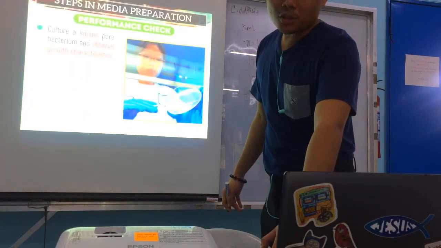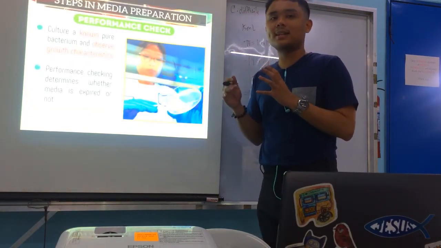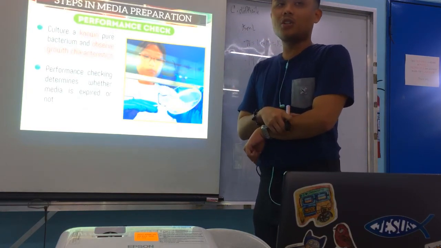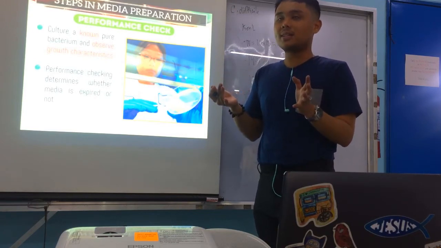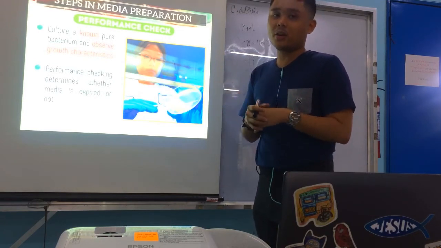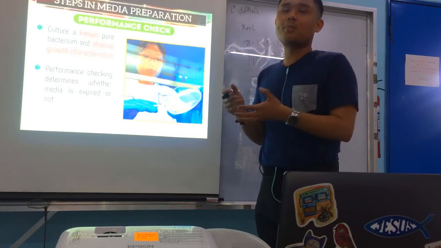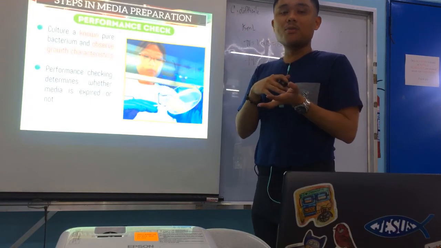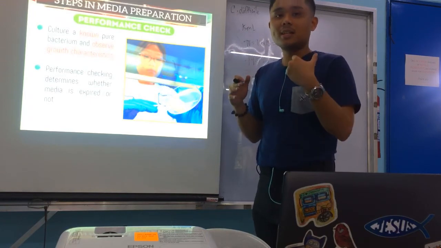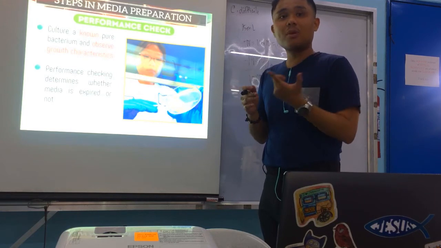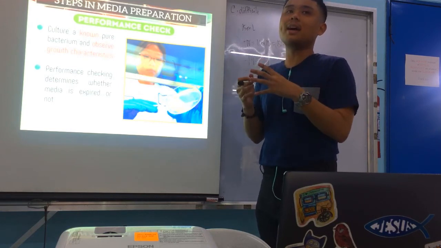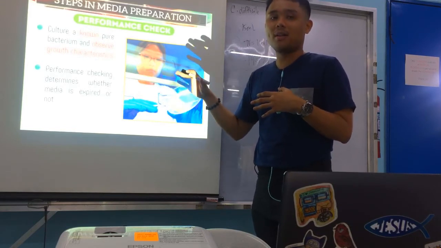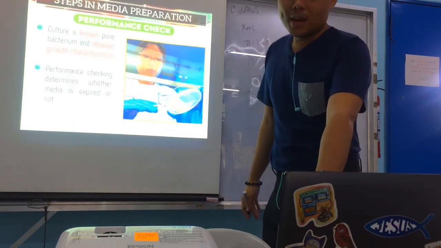And lastly, for performance check, what do you mean by performance check? Example, let's say you made MacConkey agar. Now you want to check its performance. So of course, you culture a known lactose fermenter and a known non-lactose fermenter. For example, E. coli, a lactose fermenter, and Salmonella, a non-lactose fermenter. You incubate, and your results should be that E. coli has pink colonies and Salmonella is colorless. Because if not, then your MacConkey agar is faulty, it's not working well. So you cannot use it. That's the point of performance check.